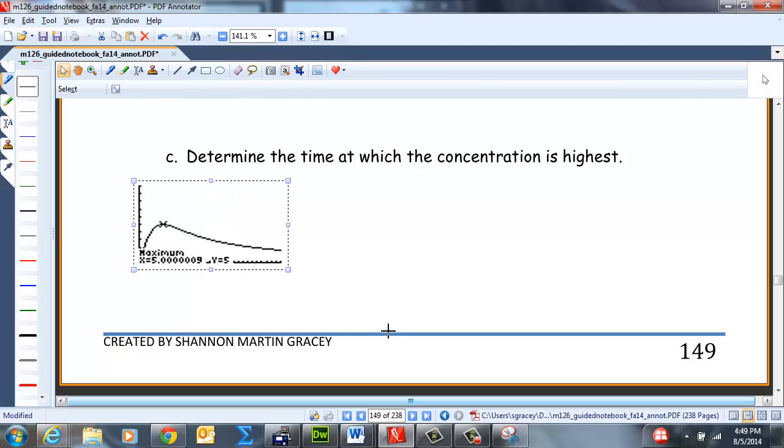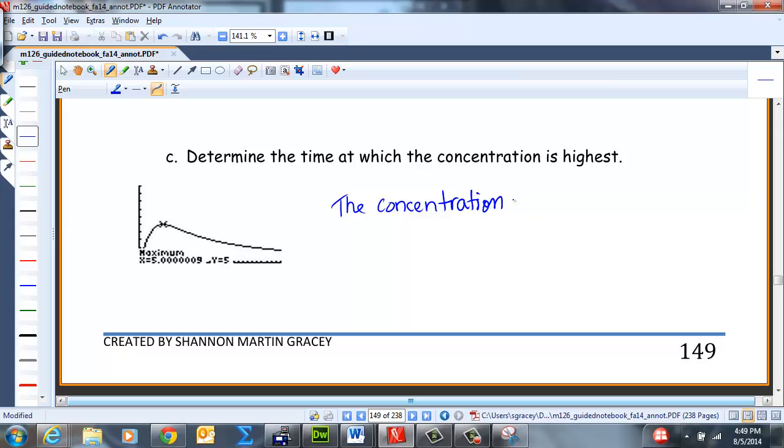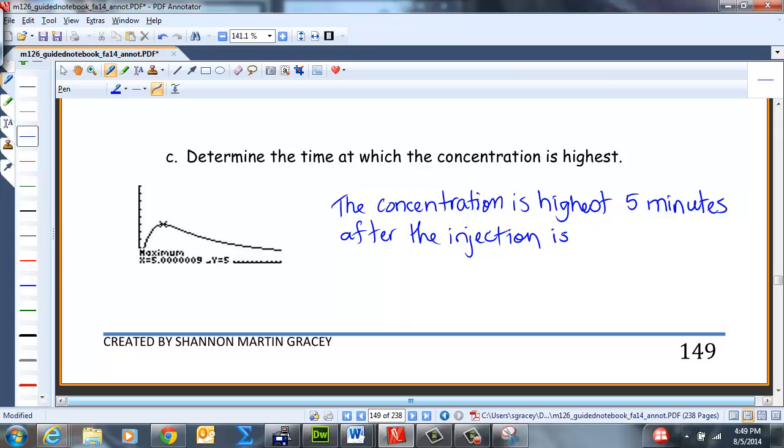So the concentration is highest 5 minutes after the injection is given. Okay?